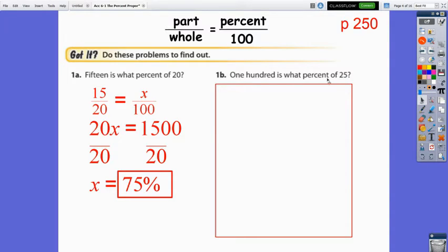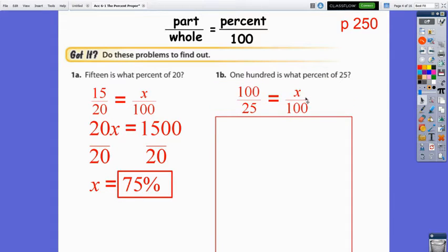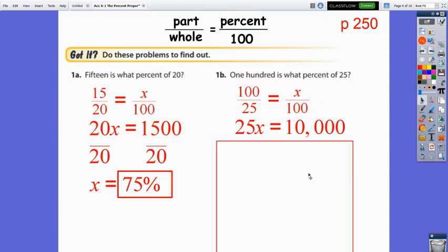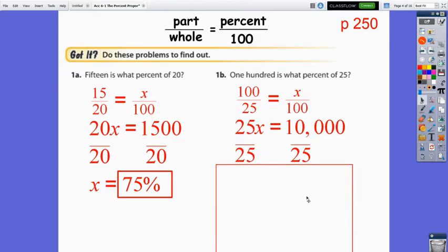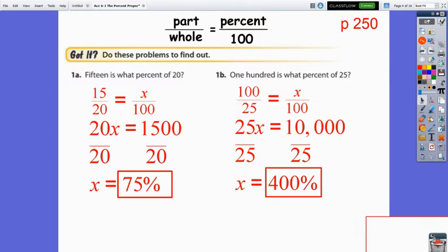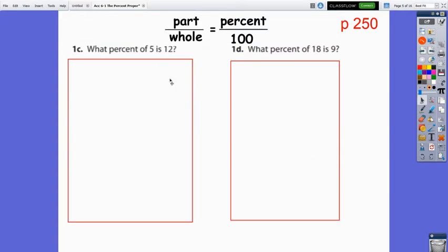So 100 is the part and 25 is the whole. So 100 over 25 equals what over 100? Again, the math is so easy, you could probably just do it in your head with the equivalent fractions, which is fine. But to properly solve the proportion, you cross multiply and then divide both sides by 25. And you get 400%. 100 is 400% of 25, 4 times as much as 25. That's what 400% means.